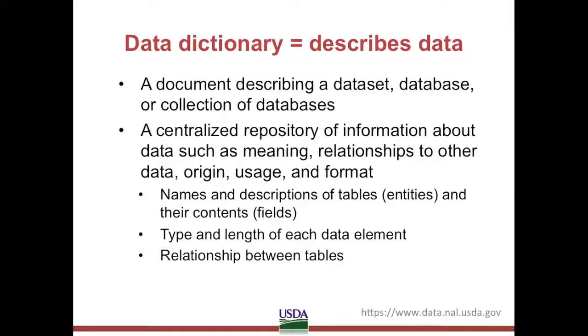A data dictionary can simply be defined as a document that describes a dataset, database, or collection of databases. Another way of looking at this is to think of a data dictionary as a centralized repository of information about data, such as meaning, relationships to other data, origin, usage, and format. This can include names and descriptions of tables or entities and their contents, also known as fields. Other information a data dictionary might record is the type and length of each data element and the relationship between tables if it's describing a relational database.